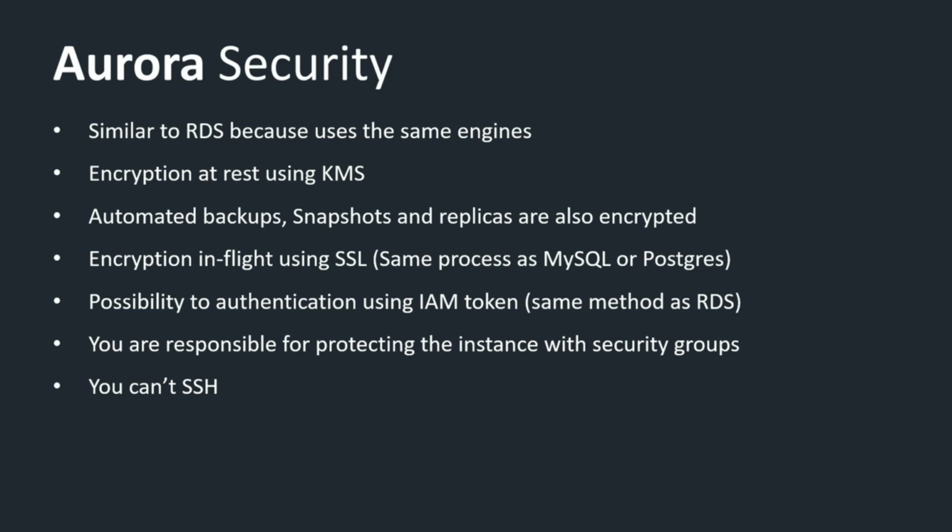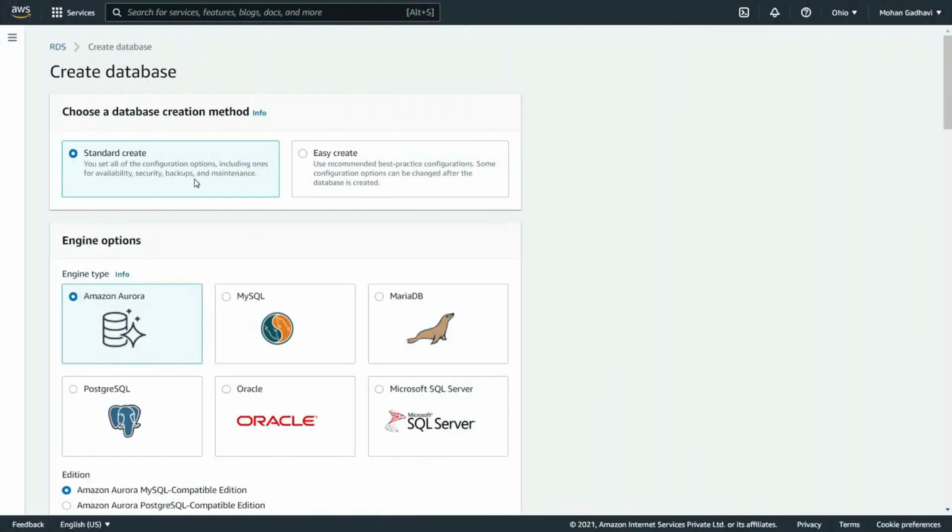We also have authentication using IAM tokens, which is the exact same method we have seen for RDS, thanks to the integration with MySQL and Postgres RDS. You are still responsible for protecting the instance with security groups, and you cannot SSH into your instance. So Aurora security all in all is the exact same as RDS security.